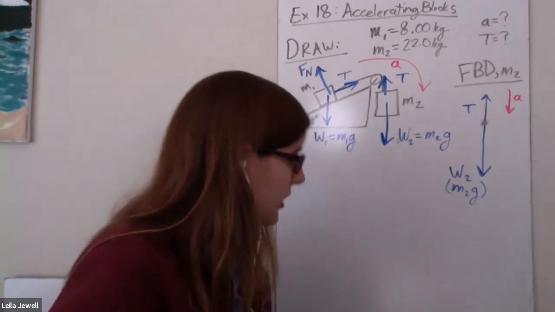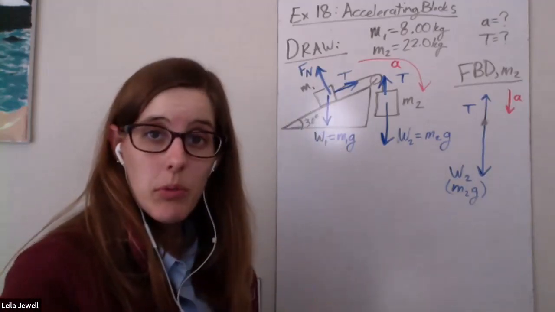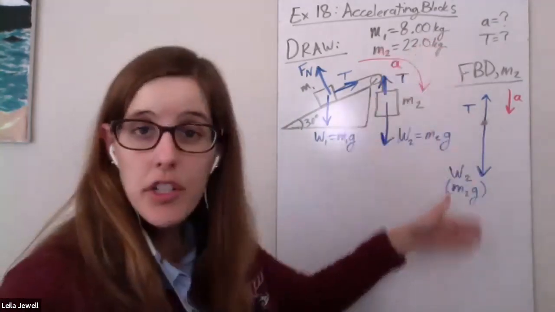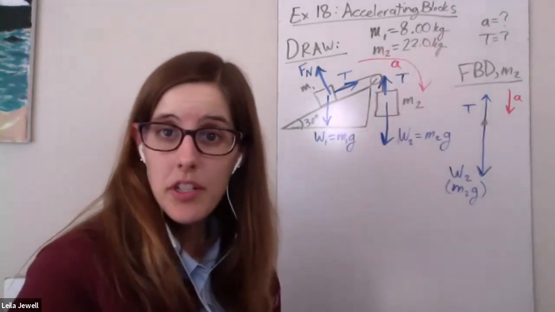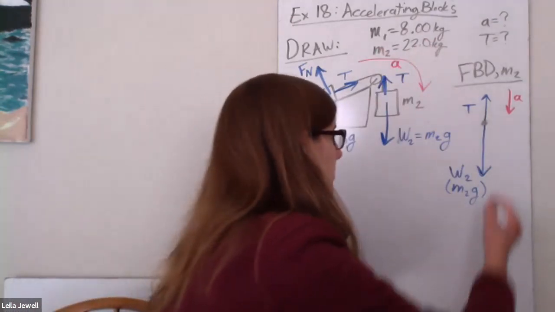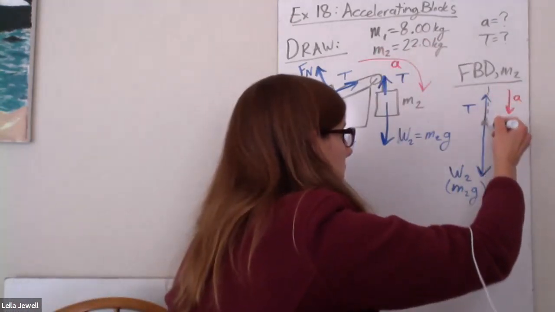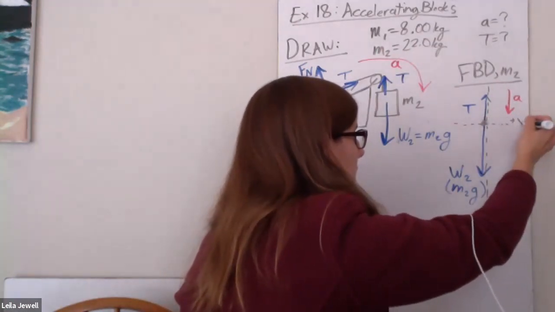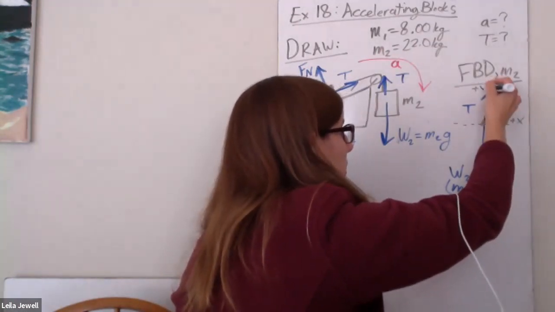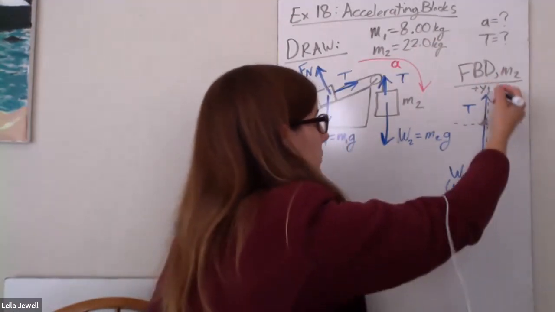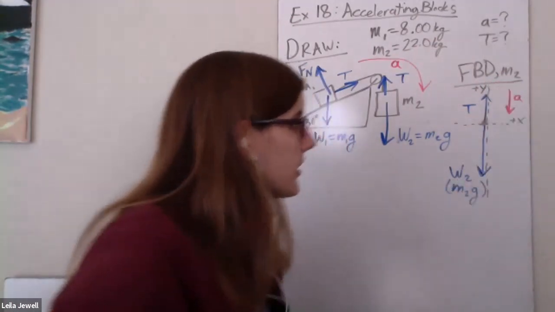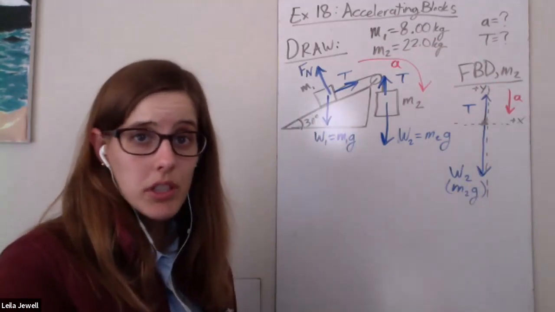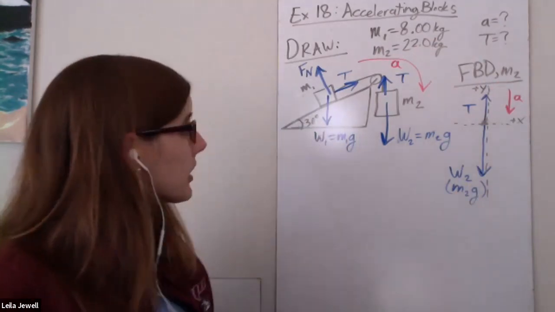Now we're looking really good here, but remember we need to add in the X and Y coordinates. Since for this one I already have 2 forces in the vertical direction, I'm going to stick with the standard X and Y coordinate system. So positive X to the right, positive Y going up. All right, so there's my free body diagram for mass 2. We're looking good so far. Let's do the same thing for mass 1.